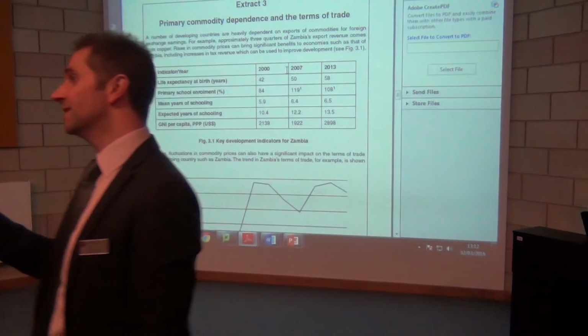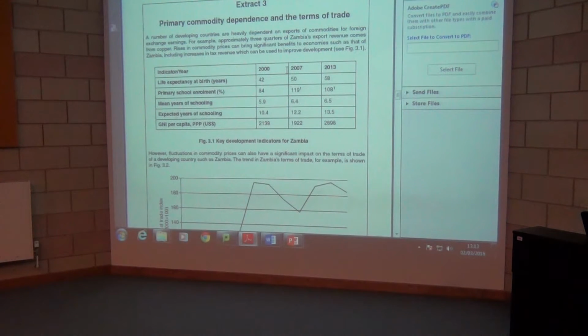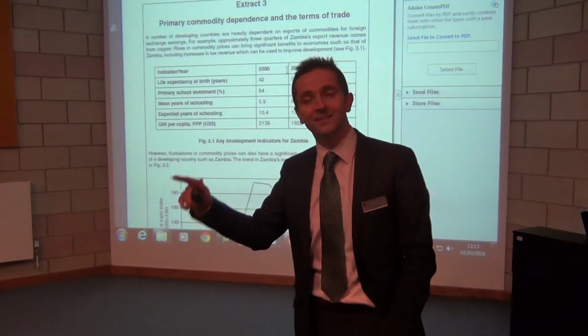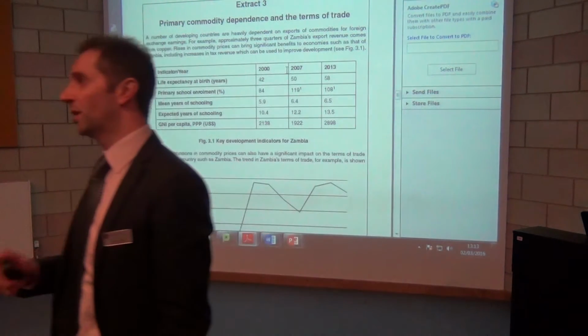And the Human Development Index looks at 3 things. It looks at GDP per capita, it looks at your life expectancy, and it looks at adult literacy rates. And basically you've got all 3 of those things in that table behind me.